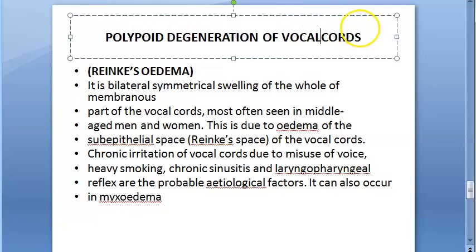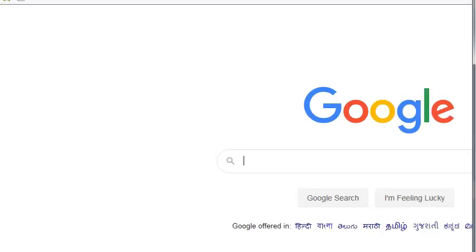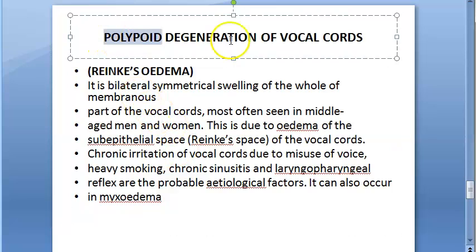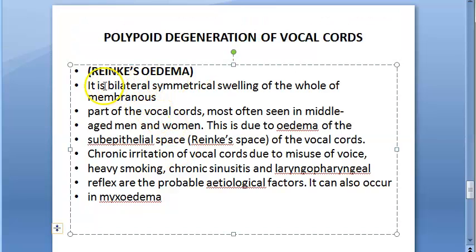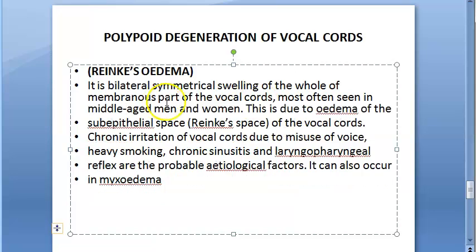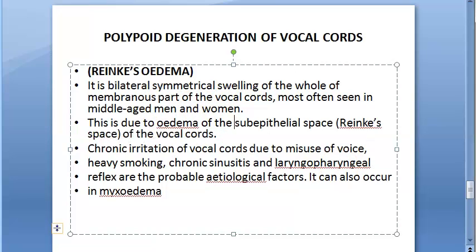Okay guys, are you understanding? So what are we looking at today? Today we are looking at Reinke's edema of the vocal cord. So that will lead to what? Polypoid degeneration. So bilateral symmetrical swelling of the whole of the membranous part of the vocal cord. It is seen in middle-aged men and women. This is due to edema of subepithelial space.